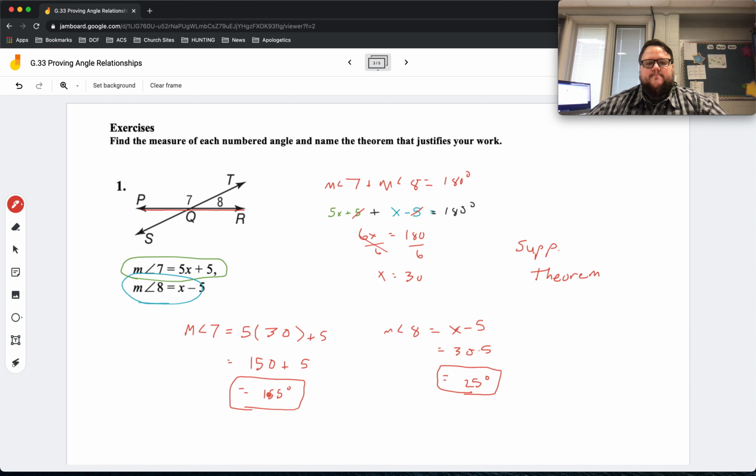So that's our answer. Measure of angle 7 is 155. Measure of angle 8 is 25 degrees.